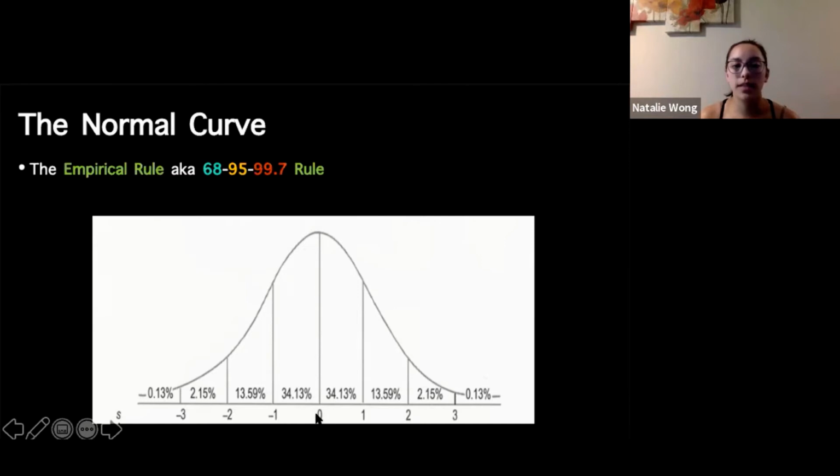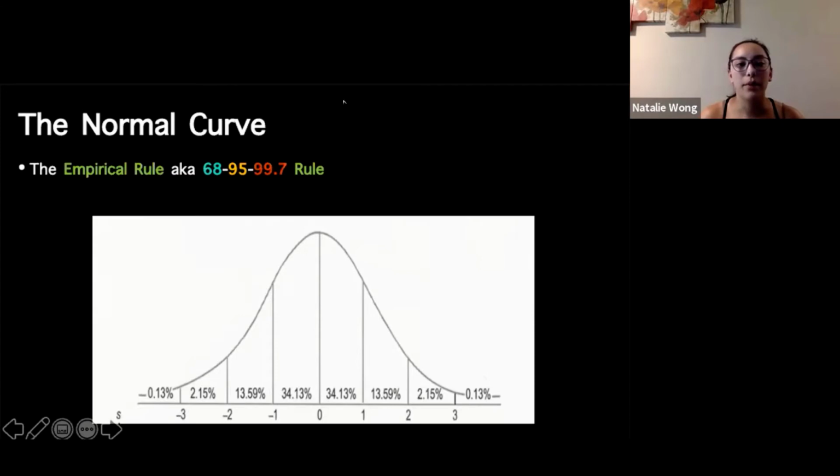0 is representing where the mean exists. And then we have +1, 2, and 3, and -1, 2, and 3 standard deviations from the mean. So these are standard deviation units: 1 standard deviation, 2 standard deviations, or 3 standard deviations. They're not standard deviations in the units of what we have measured, just making that clarification.